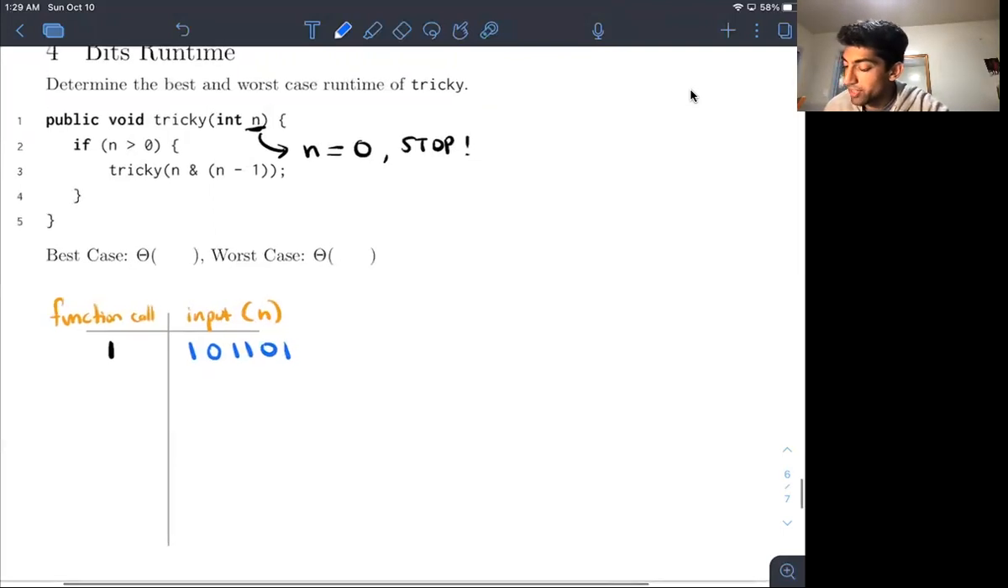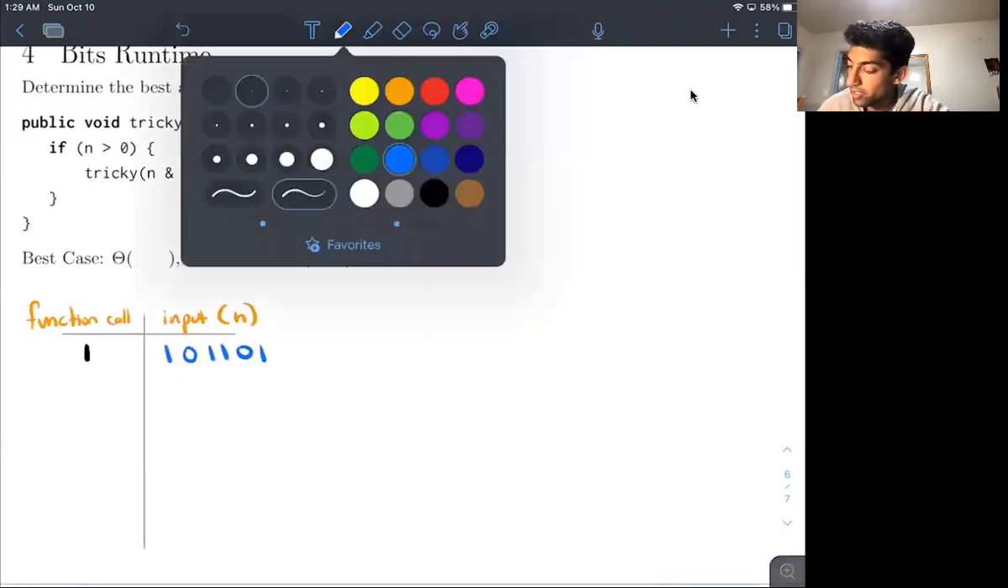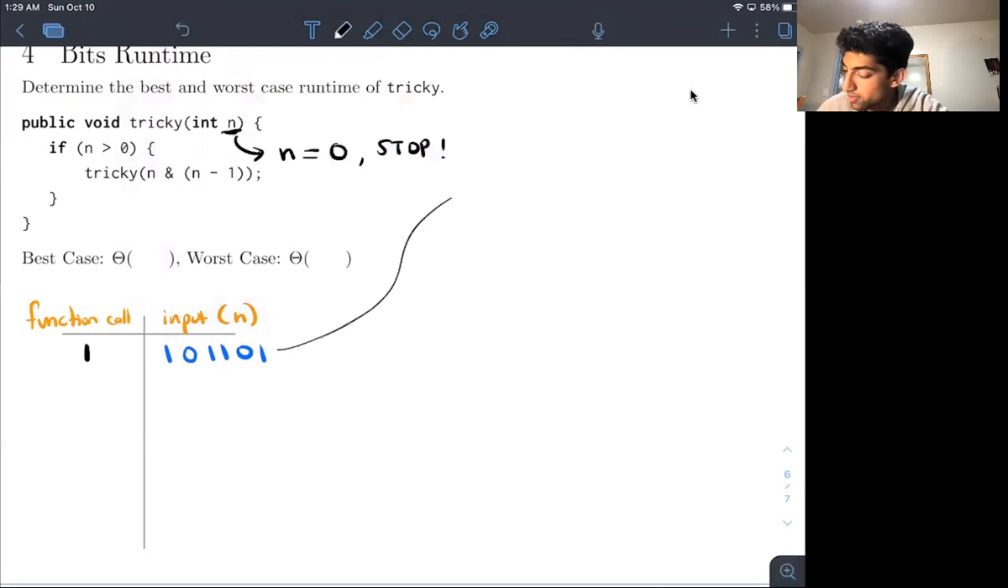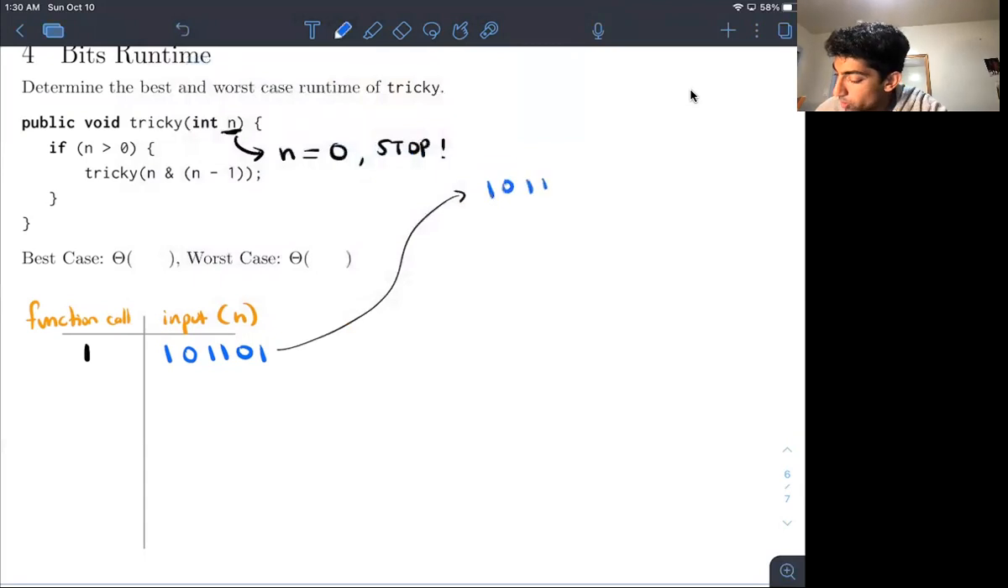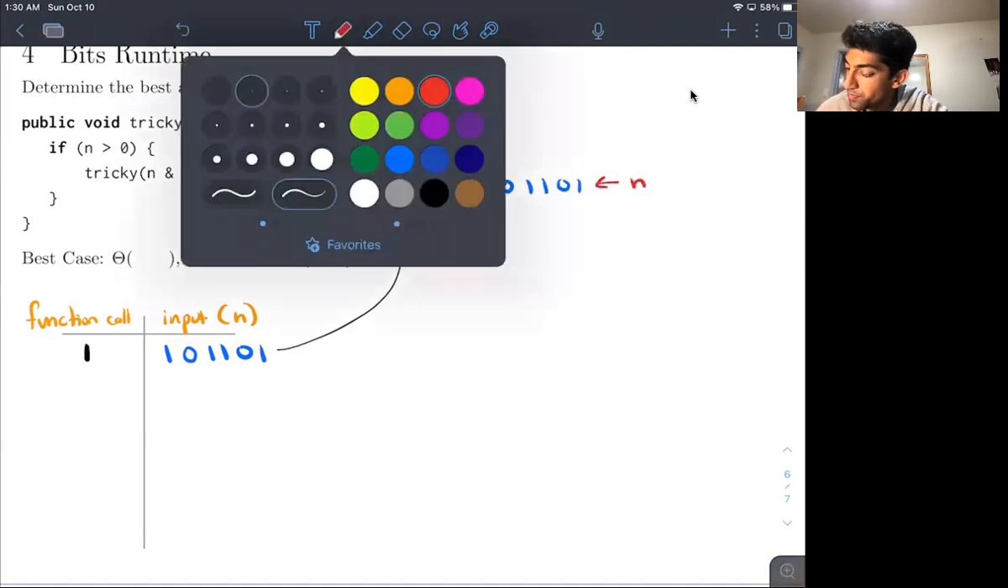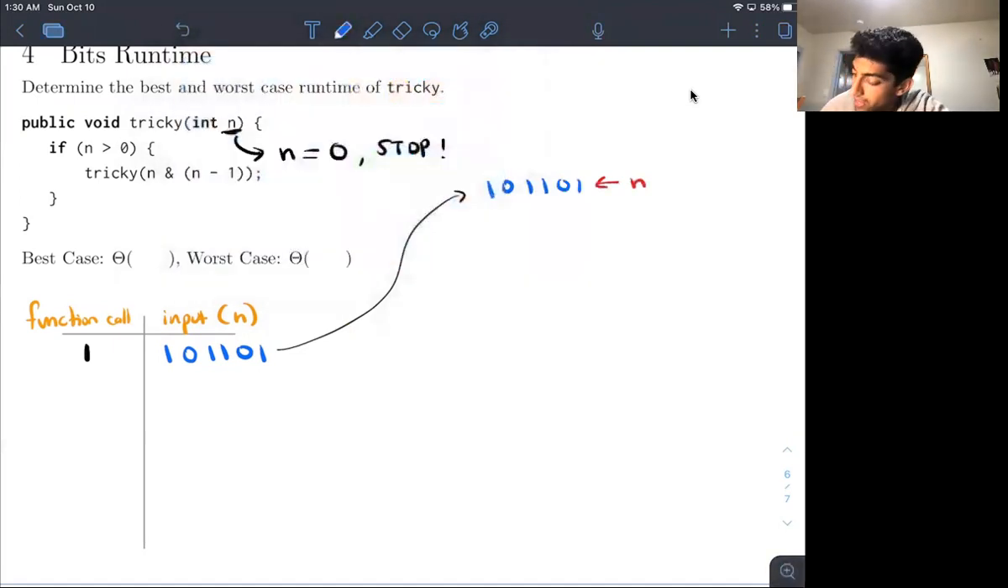So anyways, coming to this example, when I have the input 1, 0, 1, 1, 0, 1, let's see what happens when I do the AND operation with n minus 1, right? So let's see here. If I have 1, 0, 1, 1, 0, 1, and this is my n, and I'm doing the AND operation with n minus 1, well, what is n minus 1, right?